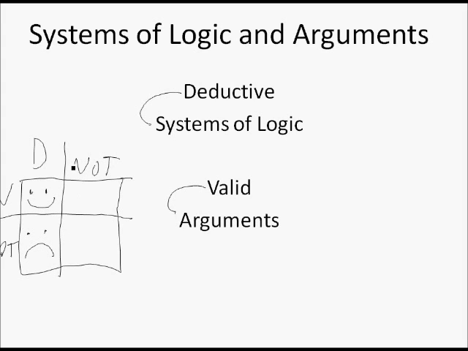Now, however, if we're dealing with a system of logic that is not deductive, then it doesn't really make any sense to say that it's valid or not valid. These terms only apply to arguments within a deductive system of logic. So we kind of ignore this side. If it's not deductive, we don't even go to validity. But if it's deductive, we can determine whether arguments are valid or not.